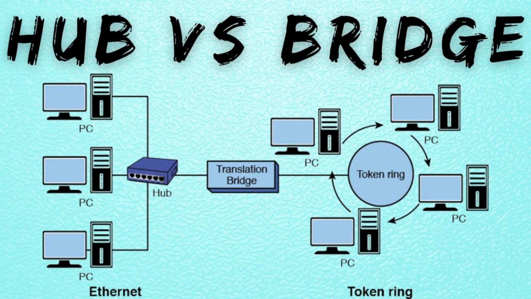A bridge is a network device that mainly operates at the data link layer of the OSI, Open System Interconnection model. The bridge is used for connecting two different LANs. I am telling about where and how it will be used.